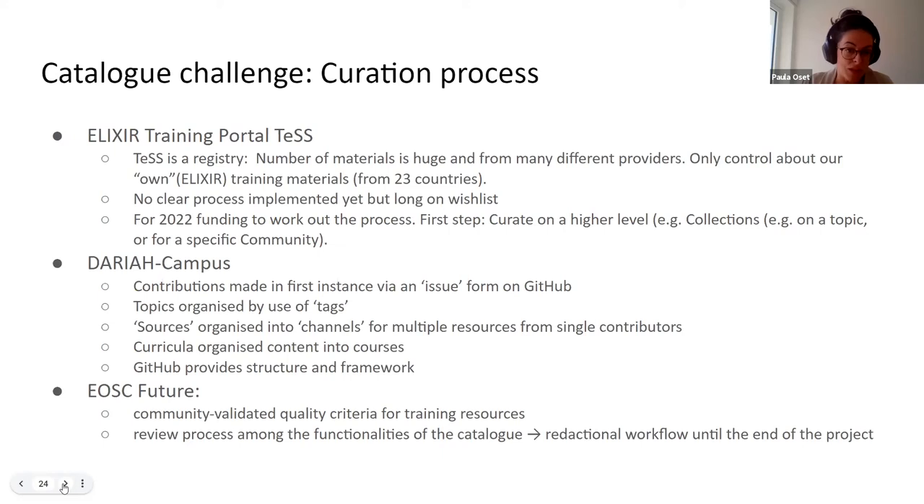It seems that you will have this community validated quality criteria for training resources. I'm really interested to know more about that. And that one of the functionalities of the catalog will be a review process. So I guess to add new materials, the review process is embedded in the process of adding materials. But maybe you can explain a bit more about the redactional workflow. I think we will all be very curious to hear about it.